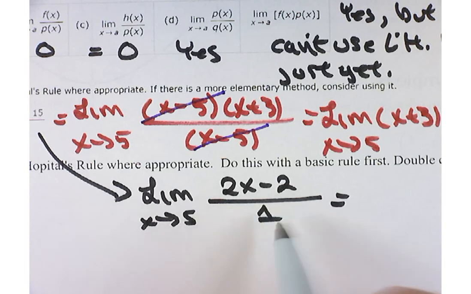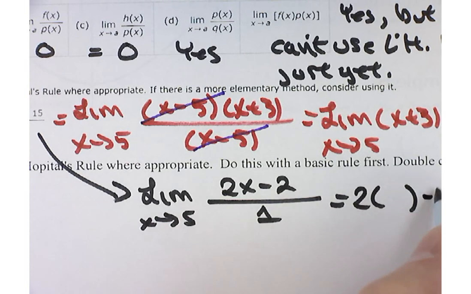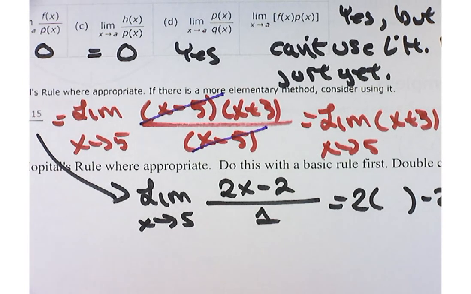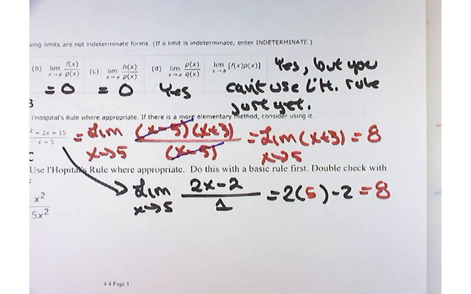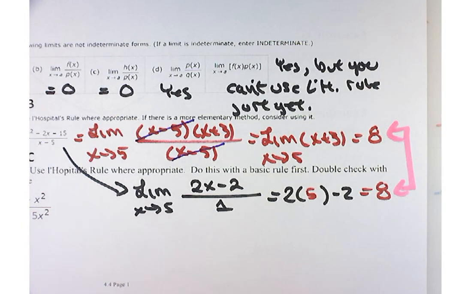2x minus 2. If I plug in a 5, what do I get? 8. Awesome. And notice that's the exact same answer that I got just above. Thanks again, Philo. They match. Great. But you don't always have to use L'Hopital's rule. Sometimes you're going to want to use L'Hopital's rule.